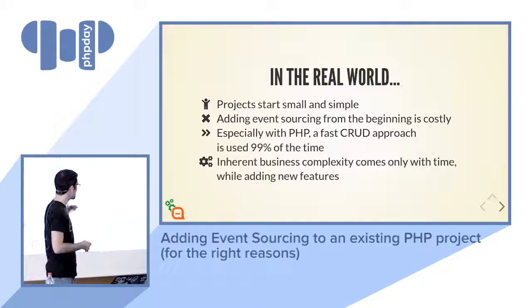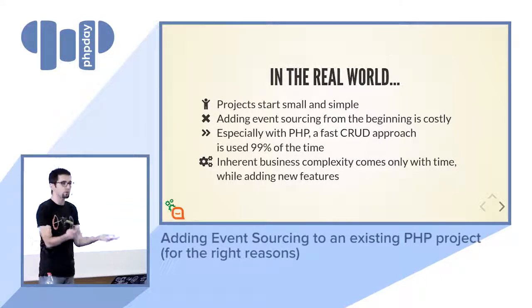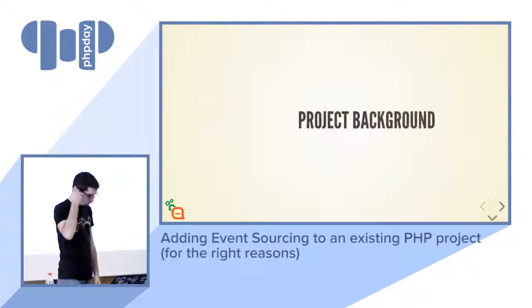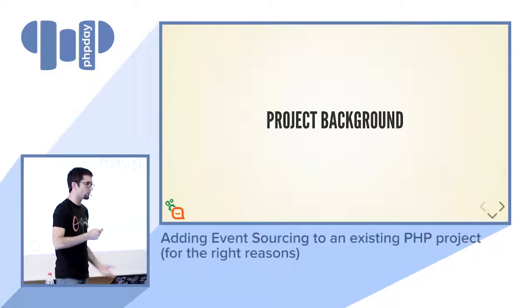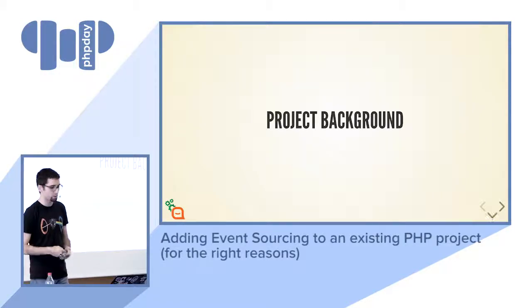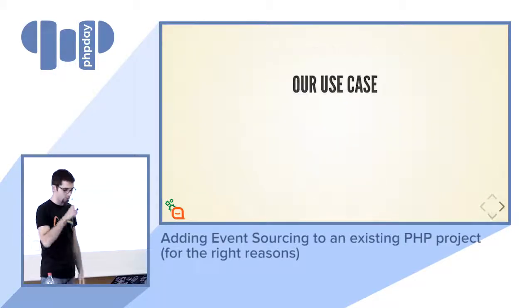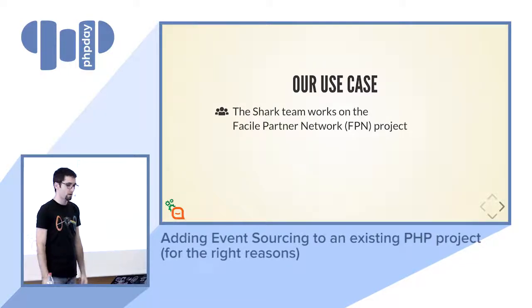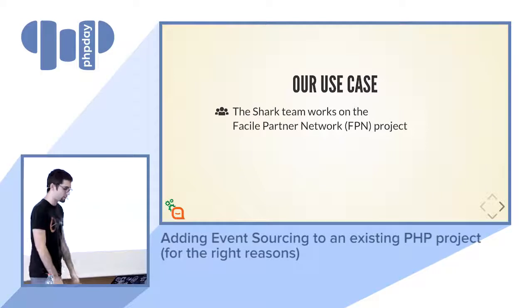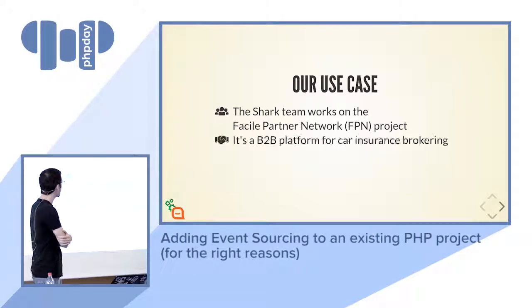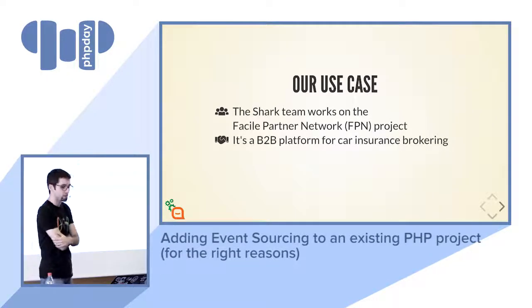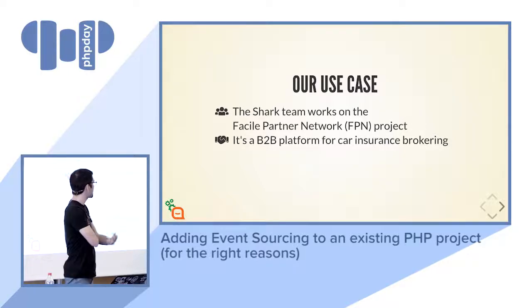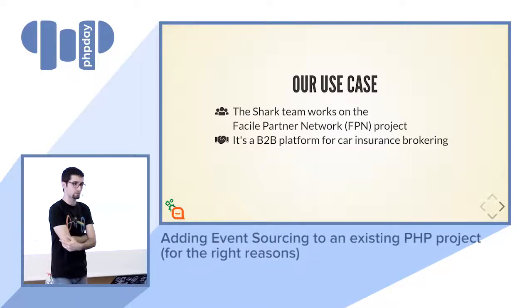And this is something that I think is not well covered in what I found in videos and blog posts and so on. So in our case, I will give you a bit of background on our project where we needed to do that. Our use case, basically, is the project of the Shark team, which is the one that I showed you before. And it's called FPN, Facile Partner Network. It's basically a business-to-business platform that is used to sell insurances, car insurances.